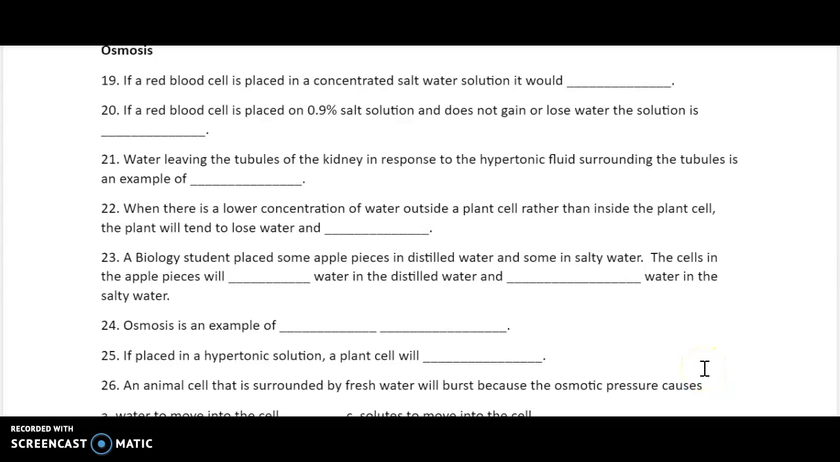Now we'll complete the study guide for the cells unit exam. We're picking up at number 19. It says, if a red blood cell is placed in a concentrated salt water solution, it would... concentrated salt water, that would be a hypertonic solution. It has more salt than the cell. So the cell would lose water and shrink.